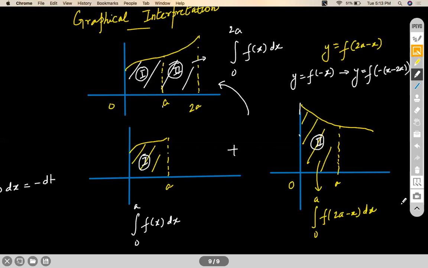Is that fine? Any questions, any concerns, please do let me know.